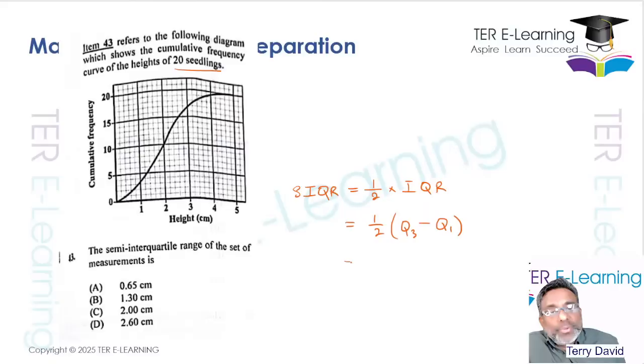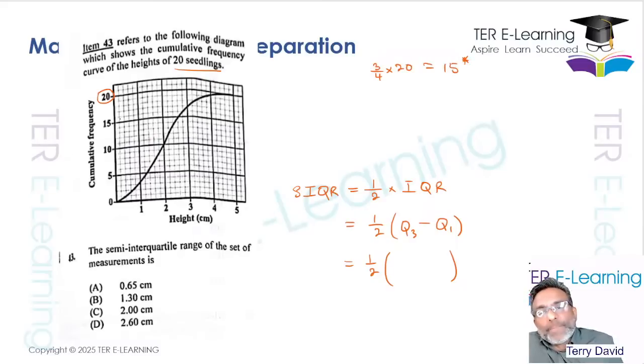So before I can calculate the semi-interquartile range, I need to figure out what Q3 is and what Q1 is. The cumulative frequency goes up to 20. If you want to read off the upper quartile, that will be 3/4 multiplied by 20, so that's going to be 15. This tells me where I need to read off. You read from 15, go across and then come down. That looks like about 2.6. The graph kind of warped here.